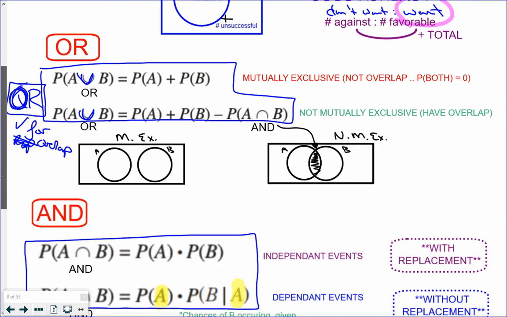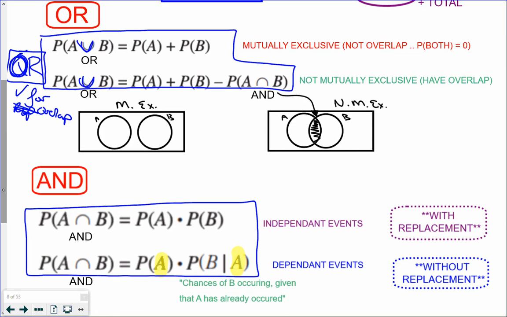If the question says, what's the probability of this and this happening? On your formula sheet, you see this symbol. You have to remember that that means and. So you're going to write and beside those two questions. And all you have to ask yourself with and is, does the first affect the second? So for this one, the first affects the second. That's what we call dependent events. If the first doesn't affect the second, we call it independent.